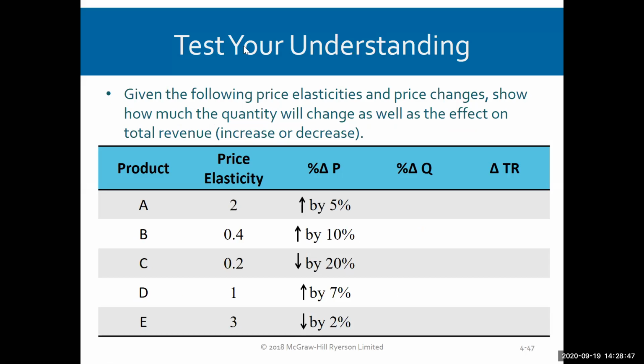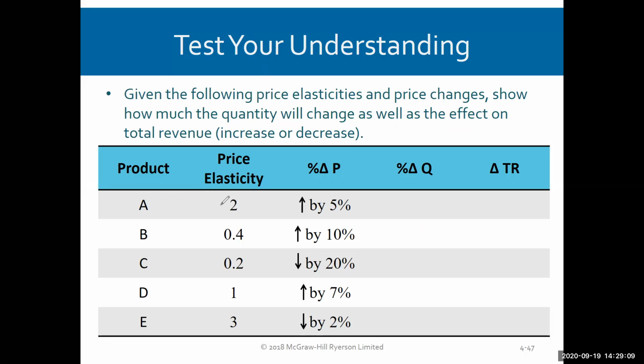This is an excellent slide for understanding. So it says, given the following price elasticities and price changes, show how much the quantity will change, and also put in which direction the quantity will change. Trust me, it's not as intuitive as it sounds. As well as the effect on total revenue. Will it increase or decrease? So for this first one I'll do, but I'll leave the rest for you to do.